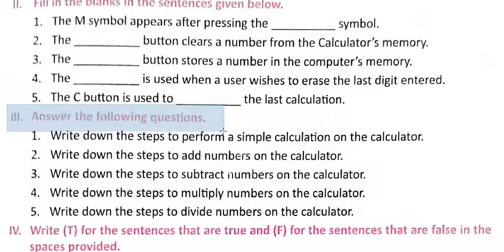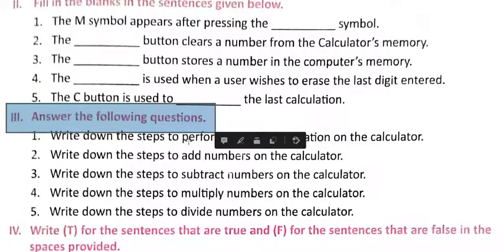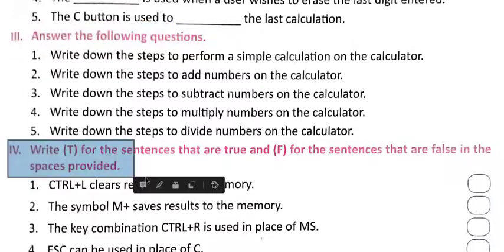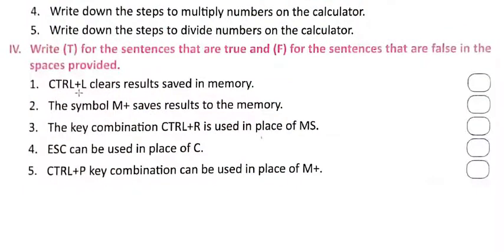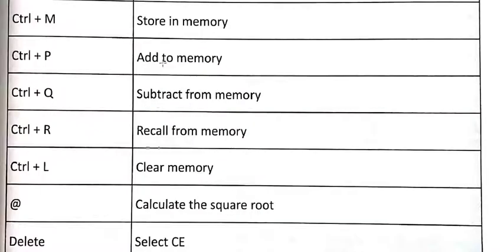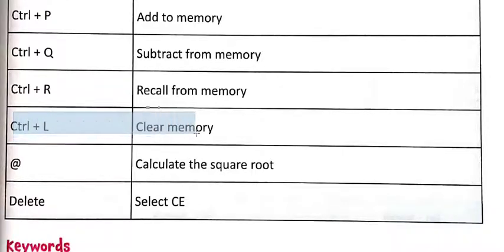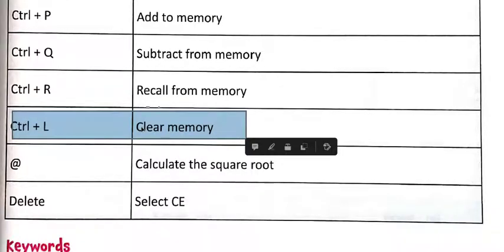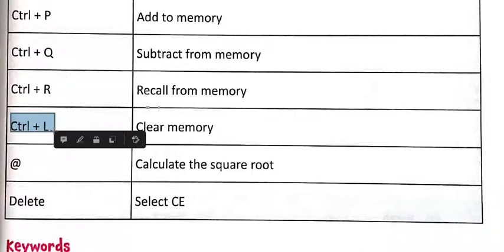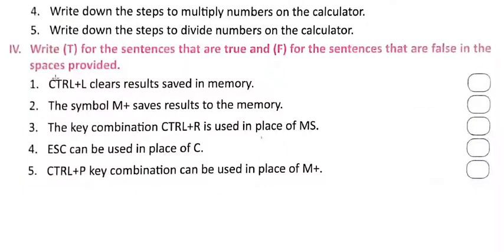Now, exercise 3. Answer the following questions. This we will do in the next class. Today let's discuss exercise 4, true false. So, question number 1. Control plus L clears results saved in memory. See in page number 45 of your book. Here it is written, Control plus N shortcut key is used to clear the numbers from the memory. This Control plus L shortcut key does the work of MC button in the calculator. So, the first one is a true statement.